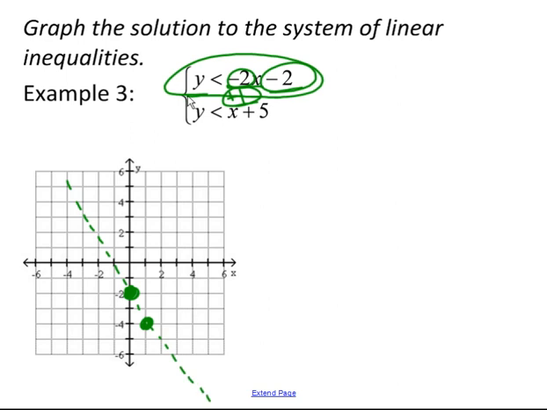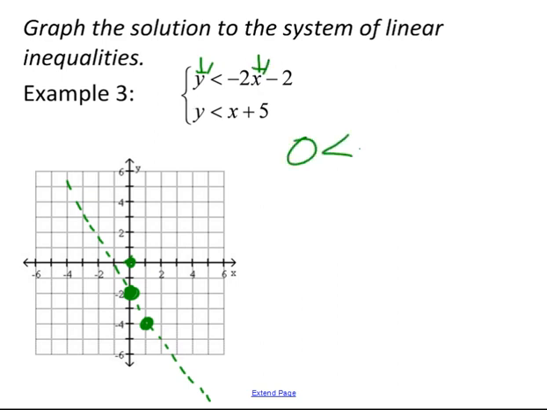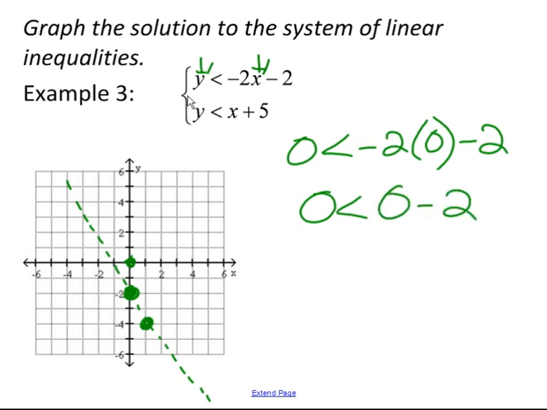Okay. We need to shade. Make sure you shade, so you're going to pick a test point. The line does not go through 0, 0, so I am going to use 0, 0 as my test point. So I'm going to plug in 0 for x, and y is 0, smaller than negative 2 times 0, subtract 2. All right, negative 2 times 0 is 0, and 0 subtract 2 is negative 2. So the question is 0 smaller than negative 2? And that is no, it is not.